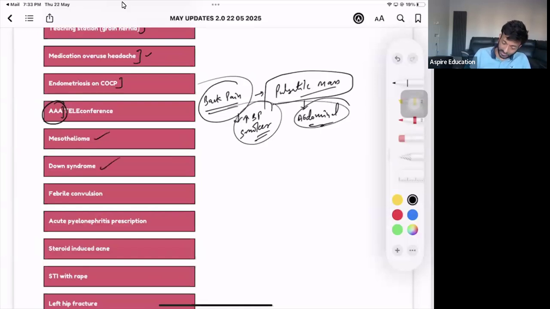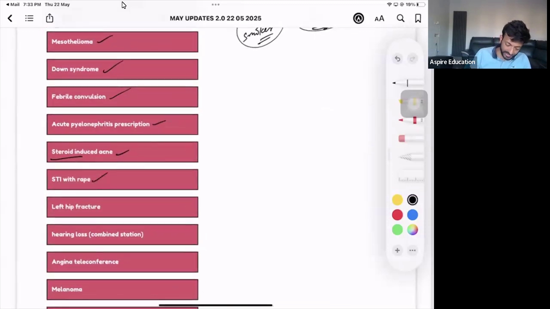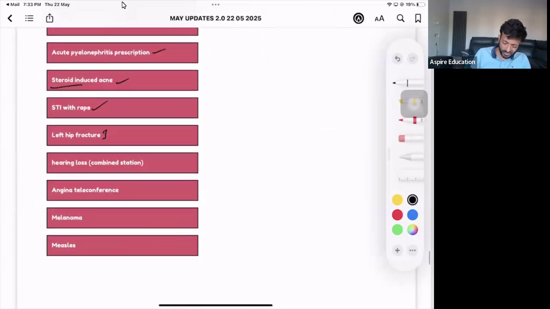Mesothelioma, I have explained. Down syndrome, we did that. Febrile convulsion, straightforward. Acute pyelonephritis prescription, that's easy. Steroid-induced acne, Dianabol, the patient is taking. STI with rape, that I explained. Hip fracture, co-codamol, that's easy. Hearing loss, lots of scenarios, guys, coming on hearing loss.